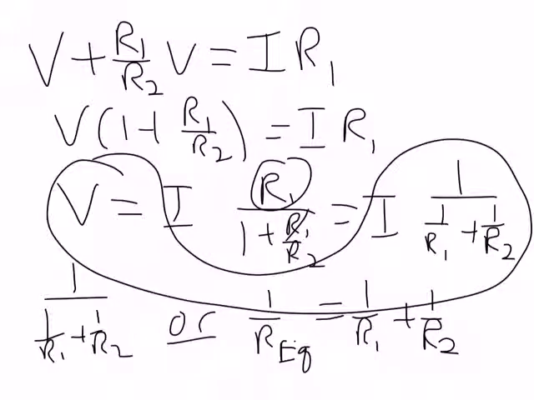This is the equivalent resistance I've just found. It's equivalent to just taking those two parallel resistors and putting one resistor in the middle with this value. Everything is the same. Really, very cool that that happens.